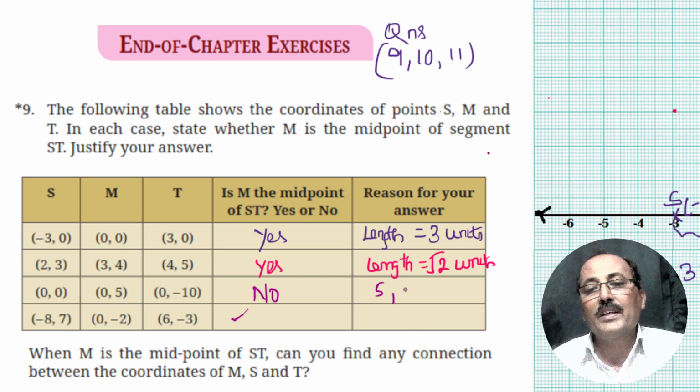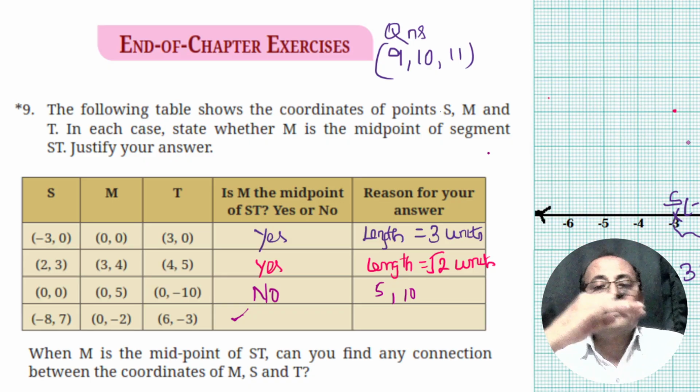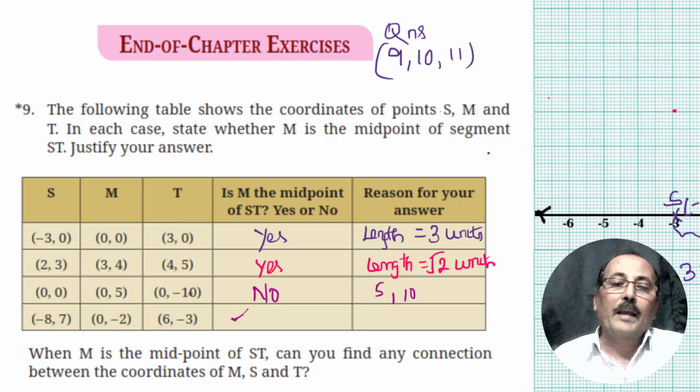Length is 5 units and 10 units. The upper section it is 5 units, below it is minus 10. Even though minus 10, the length is 10 units. Okay, when M is the midpoint of the stick and you find any connection between them, yes, when M is the midpoint, what happened? Both the sides, the length are equal, that's all. So the distance between M to S and M to T are equal. That's all they're asking. So you can write any explanation what you think that time. Shall we go to next question?